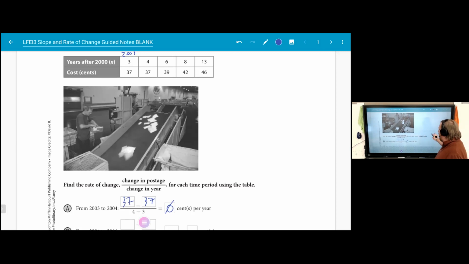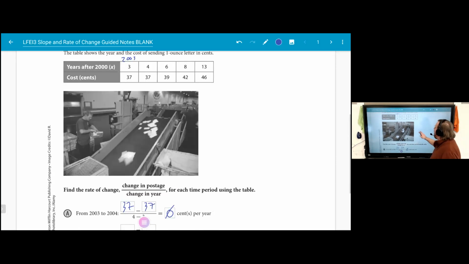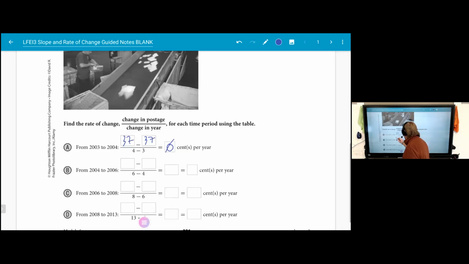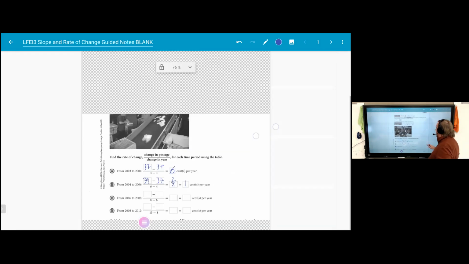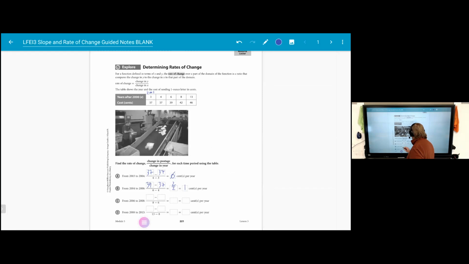If I go from 2004 to 2006, our change in y would be 39 minus 37 divided by 6 minus 4. In other words, that's 2 divided by 2. On average, that rate of change would be 1 cent per year, because it went up 2 cents over 2 years, that's like going up 1 cent per year if we simplify that. From 2006 to 2008, we go from 39 to 42 cents, so 42 minus 39 divided by 8 minus 6. 3 divided by 2.